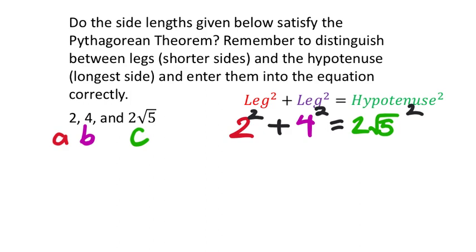Now, since we're going to be putting this in the calculator, I would recommend using parentheses around 2 times the square root of 5, so that the calculator knows you want to square all of that, and not just the square root of 5. That's a kind of a computer programming thing that's put into the calculators.